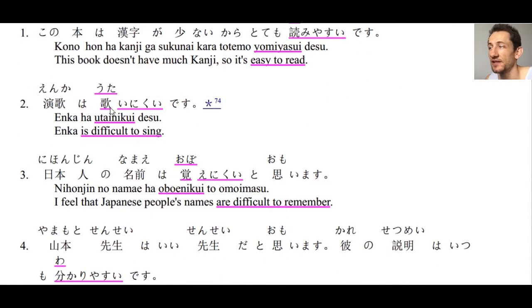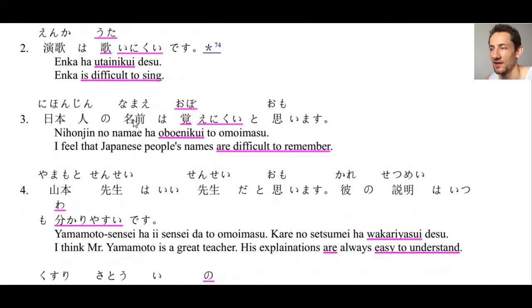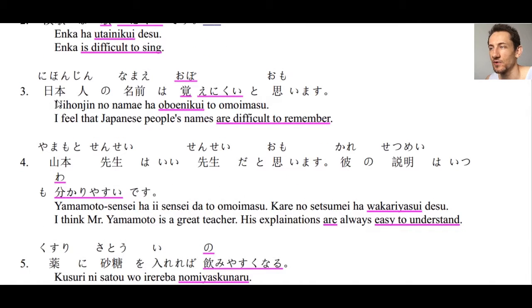演歌は歌いにくいです。So enka is difficult to sing. So enka is like a Japanese style of song. If you've never heard enka before, there's one enka song I really, really like. It's called Amagi Goe. I'll put a link for it in the description box. I'm not a huge enka fan, but I love this song. So after you watch the video, check the description box and you can find a link to that song, and you can check it out. Really, really good.